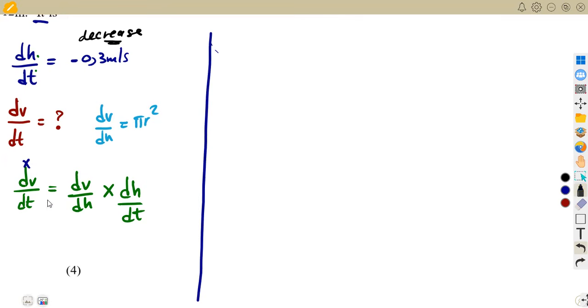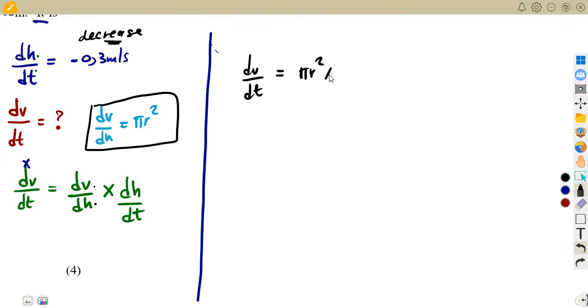Considering this part here, we are going to have our dv dt being equal to dv dh, the derivative of v with respect to height, we got pi r squared, times the derivative of h with respect to t, which is the rate of change of our height, which is the one that we said is negative. So this one is going to be negative 0.3.